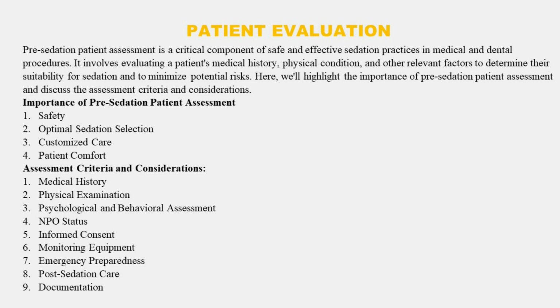5. Informed consent. Ensure the patient understands the sedation process, risks, benefits, and alternatives. Obtain informed consent, addressing any questions or concerns. 6. Monitoring equipment. Prepare necessary monitoring equipment, such as pulse oximetry, ECG, blood pressure cuffs, and capnography, to continuously monitor the patient during the procedure. 7. Emergency preparedness. Have an emergency plan in place and the appropriate equipment and personnel to respond to potential complications or adverse events during sedation.